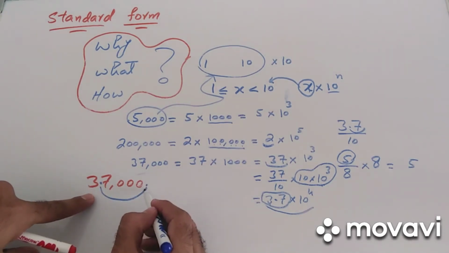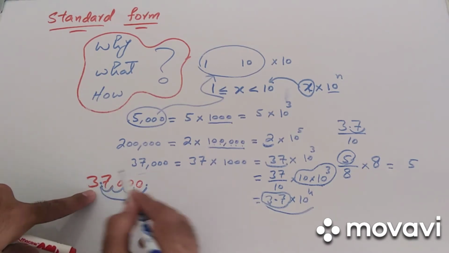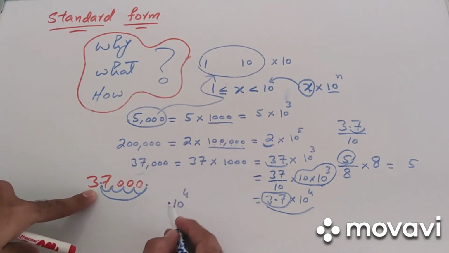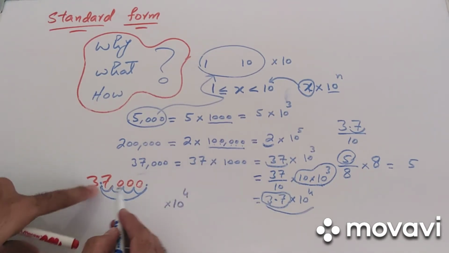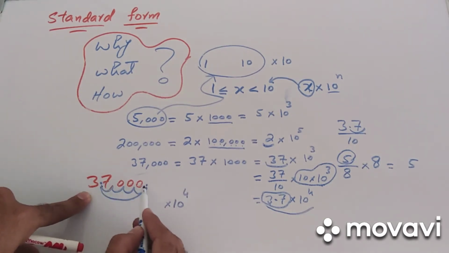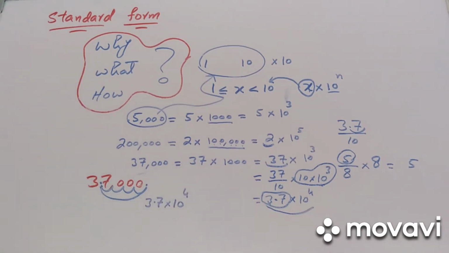You have to move 1 step, 2 steps, 3 steps and 4 steps, so it will be 10 raised to the power of 4. And then what is left over after you got the decimal there, you can see it's just 3.7000 or just 3.7. So that's your answer.